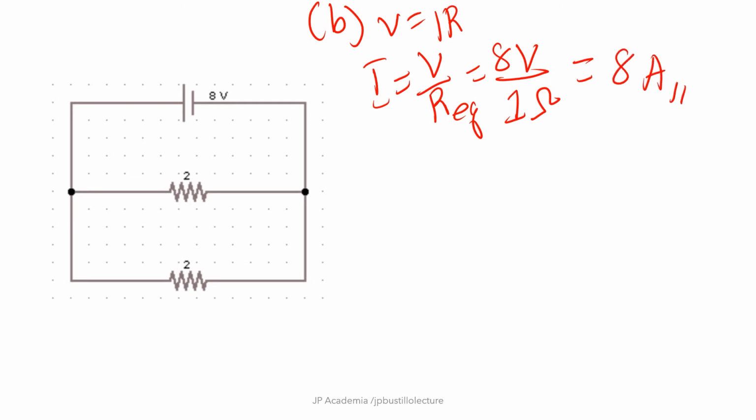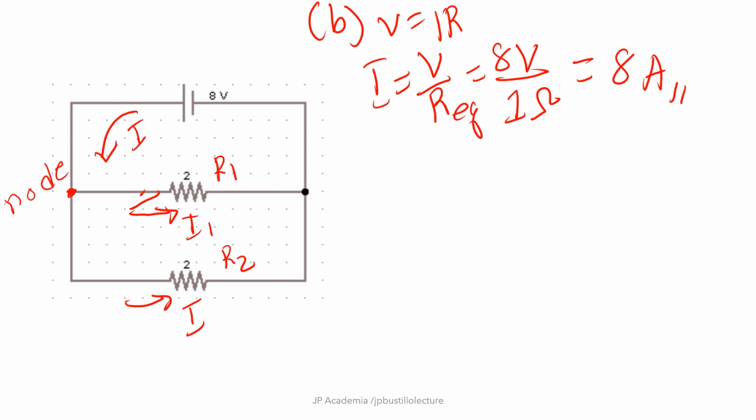Now, this current refers to the current before it passes through your node. Because take note that at this junction, at the node, your current I will be divided into two. The current that will pass through your first resistor, let's call this one I1. Then the current that will pass through your second resistor R2, let's call this one I2.